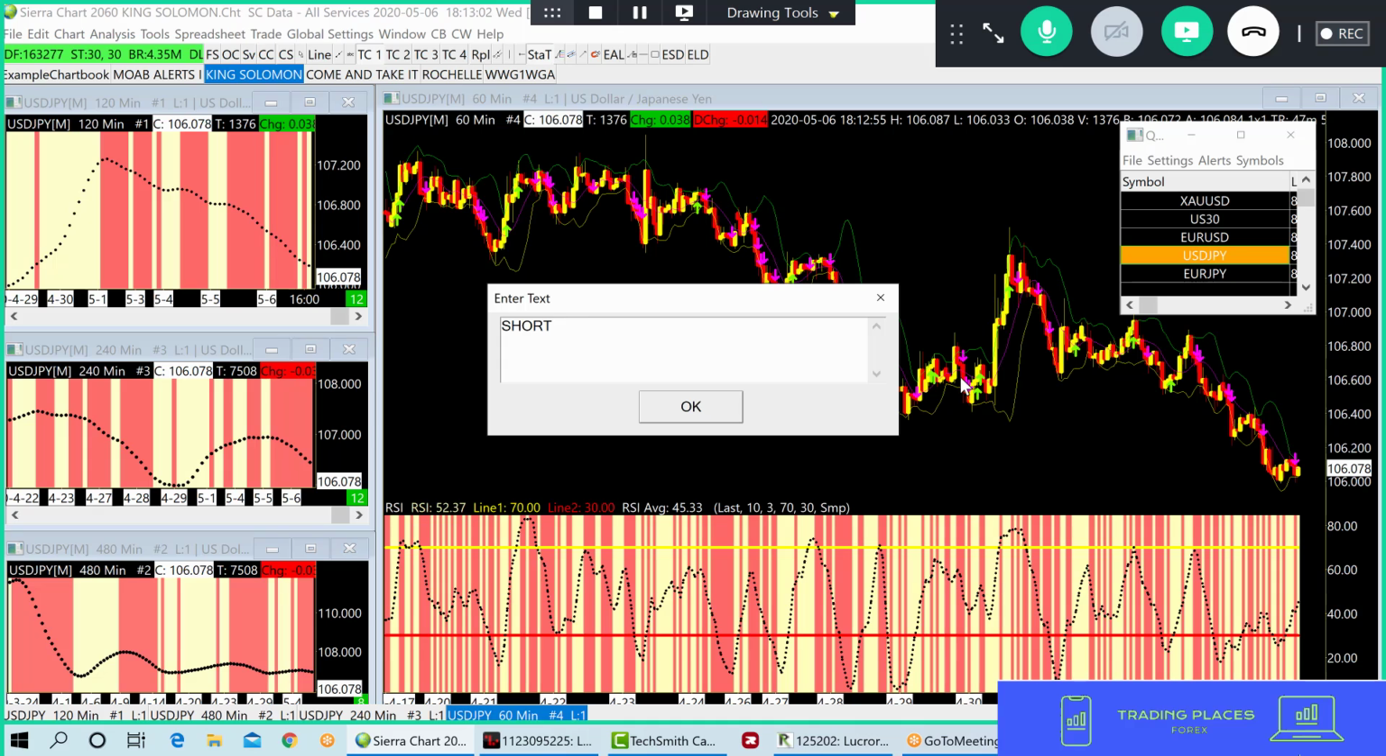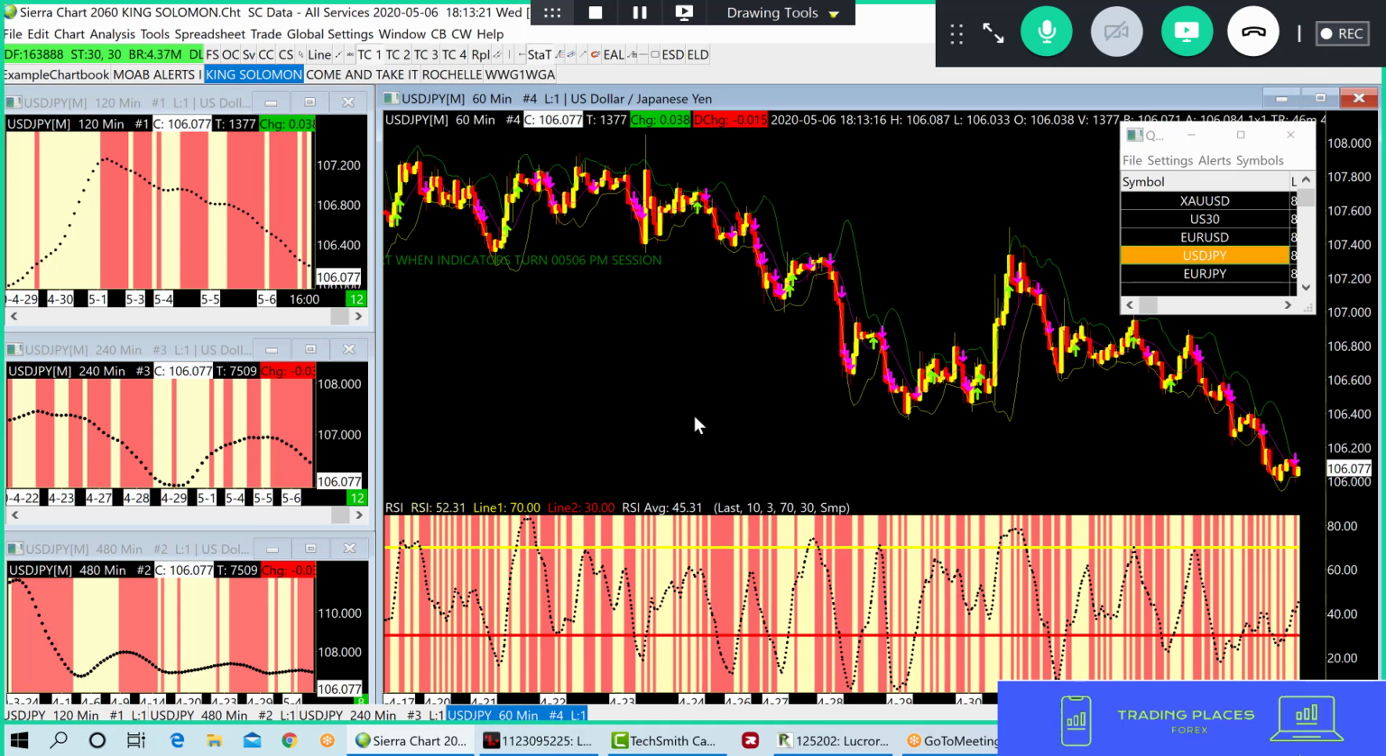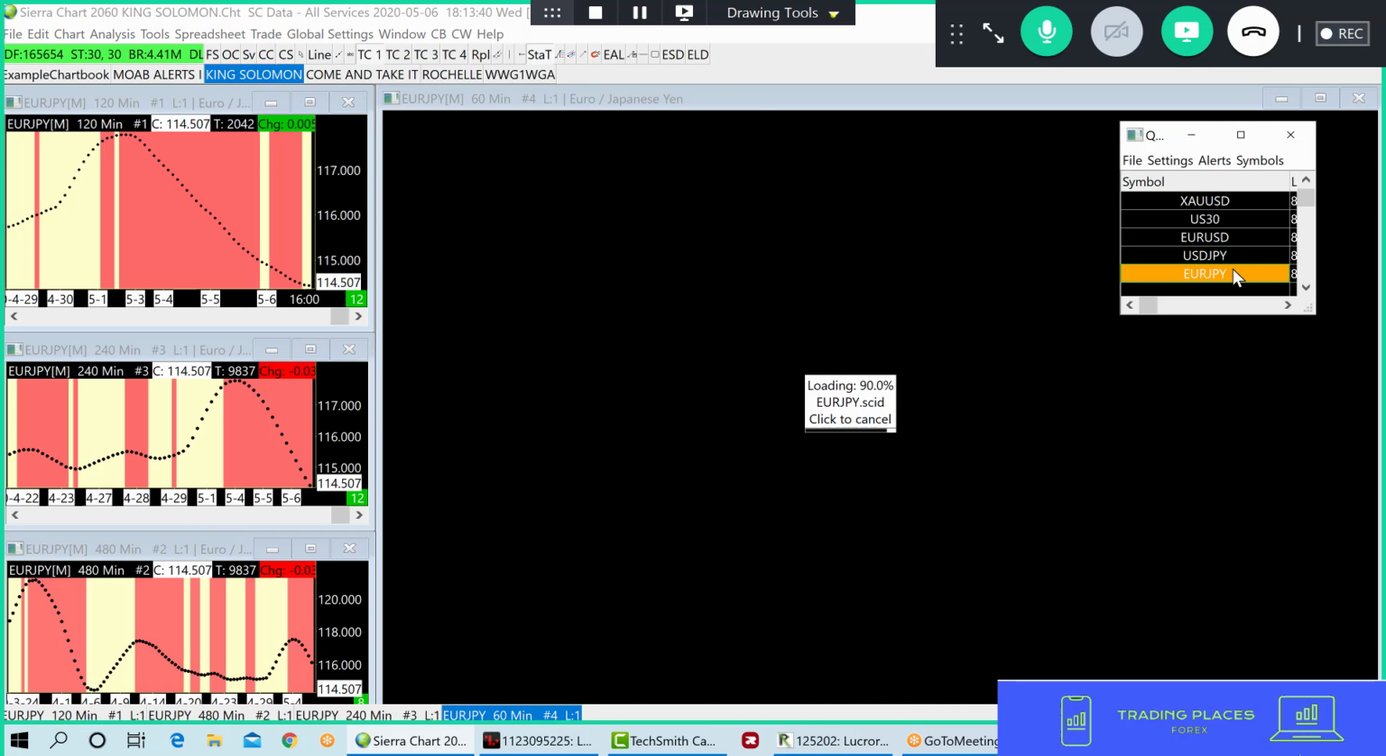Is it short? When indicators turn. PM session. So how do the indicators work? They work on pressures. They work on a lot of different things, algorithms, all types of high-level stuff. So we figured it out, and so far we're doing very well with this. It works. It was ready to take to market.